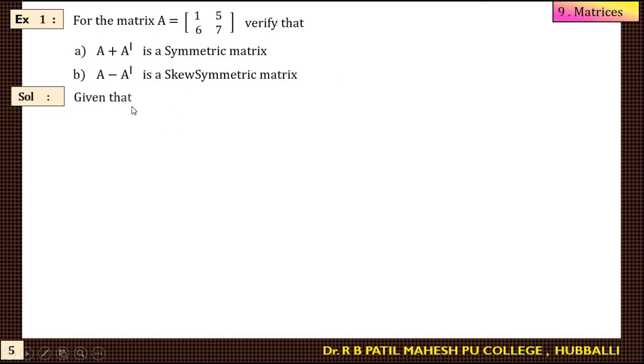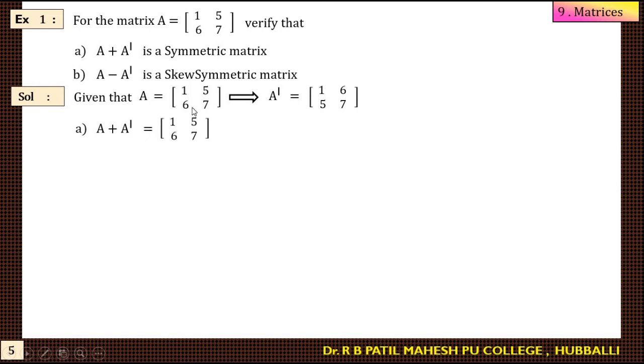Okay, first you write the given matrix A, [1 5; 6 7], and find out its A dash, so changing the rows into columns. Now you operate A plus A dash. Now what is A plus A dash? It is the A matrix plus the A dash matrix. So you know the addition rule: 1 plus 1 is 2, 5 plus 6 is 11, 6 plus 5 is 11, 7 plus 7 is 14.